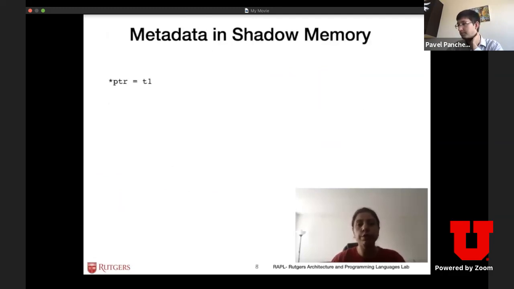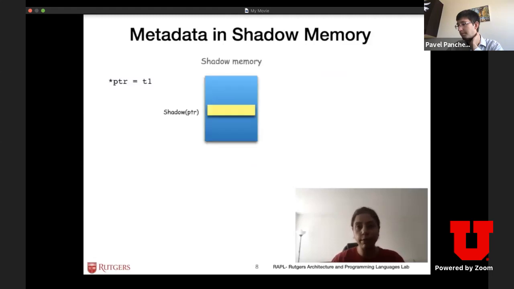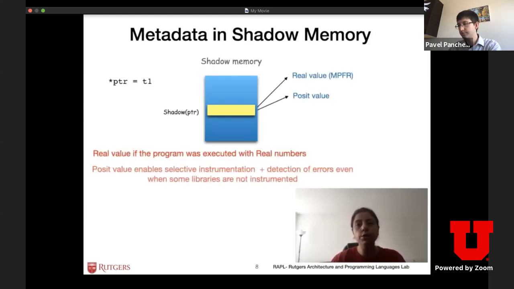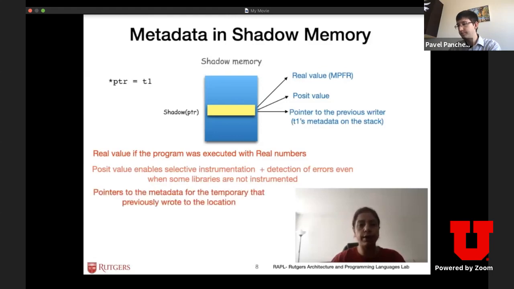So the next question is, what should we store in metadata for variables in memory? The way a program communicates with memory in LLVM IR is by storing a temporary to memory or loading memory into a temporary. All computations are done on temporaries. When we store the temporary to memory, we store the real value, the posit value, and a pointer to the temporary that has been stored to memory. Storing the pointer to the temporary helps us trace the provenance of numerical errors within the memory.